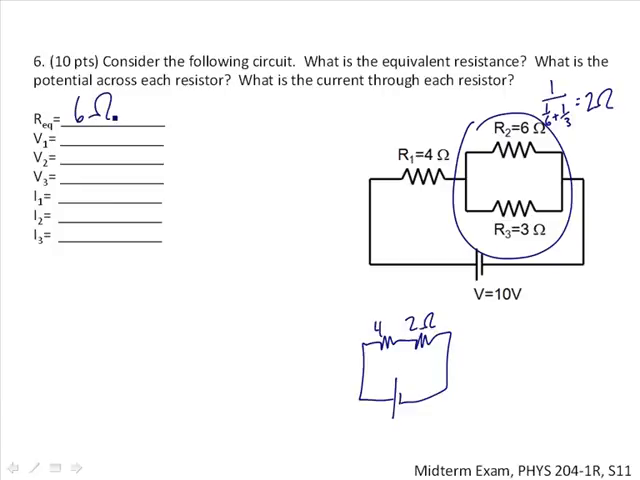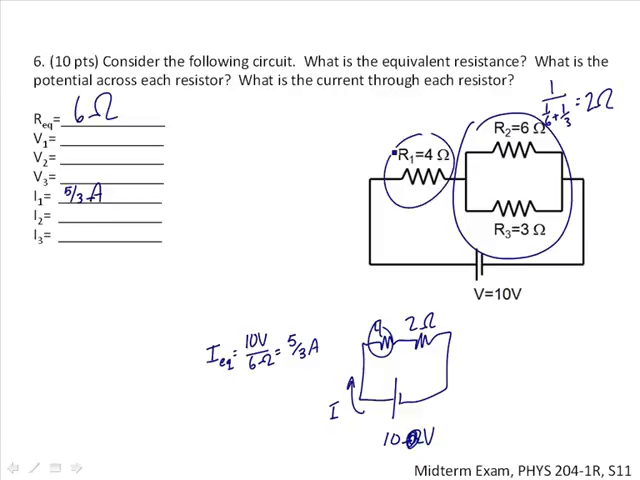And then I want to know what is the potential across each of these. When I have 10 volts here, that produces a current, I'll call it the equivalent current, equal to V over R, which is 10 volts over my equivalent resistance, which is 6 ohms. So that is 5/3 of an amp. Alright, so that, by the way, also is I1. 5/3 of an amp is the current through this 4 ohm resistor, which is right here.